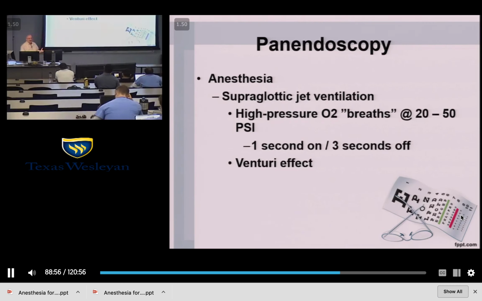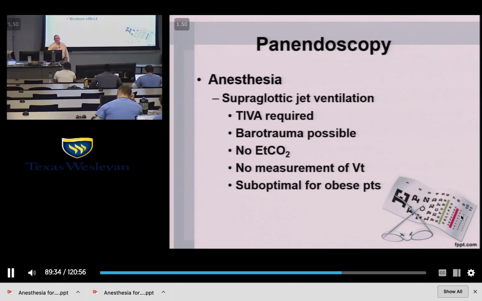Now, the drawback to this is that there's a Venturi effect. It's supraglottic, so you don't have an endotracheal tube through the patient's airway. As the chest rises, it's going to draw in room air as well as the oxygen from the jet ventilation. So the FiO2 that you're delivering, or pardon me, the percentage of oxygen, is not really 100%. It's mixed with room air. So there's a Venturi effect with this. The other thing is that you cannot monitor end-tidal CO2 with this as well. So that's a drawback.